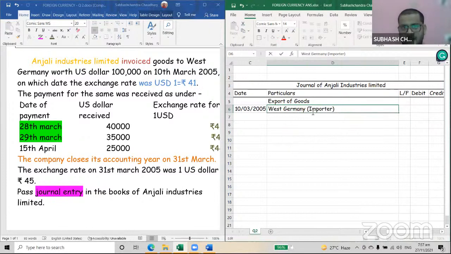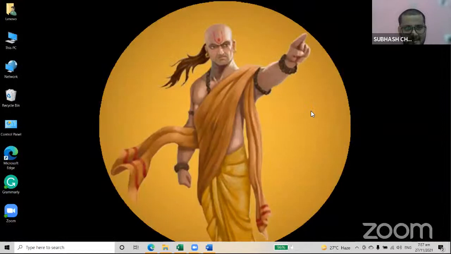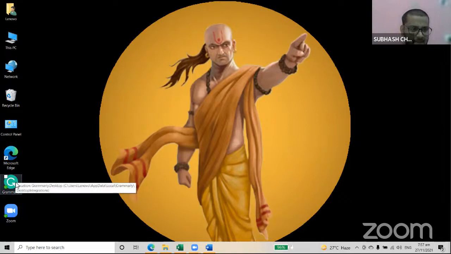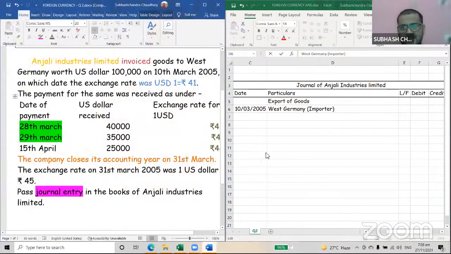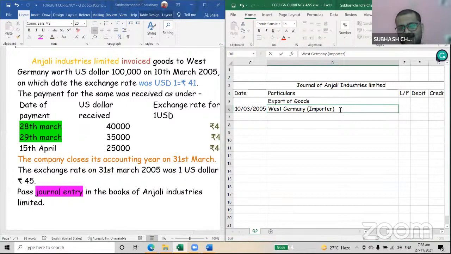See people, let me help you with one technical point. In Excel, we don't have a spelling check facility. But if you install Grammarly, and you write anything wrong, Grammarly will suggest that it is wrong. So in Excel also you have a spelling check facility. Understood this much?